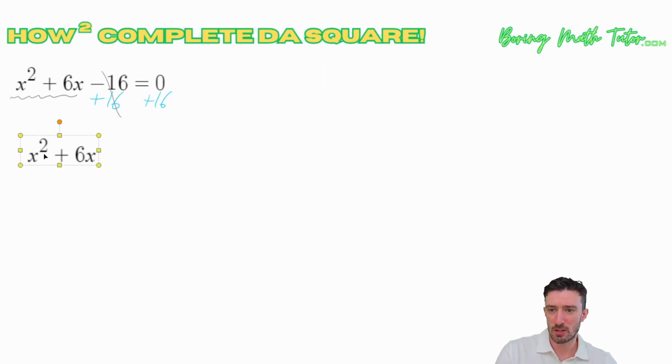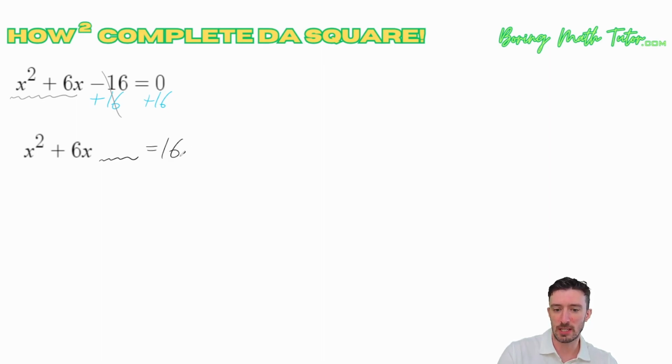So when you do that, you're going to be left with the x squared plus 6x. And then I'm purposely going to leave a space here. And on the right side, you get 16. All right, now we got to take the number that's in front of the x. We have to divide it by 2 and then square it.